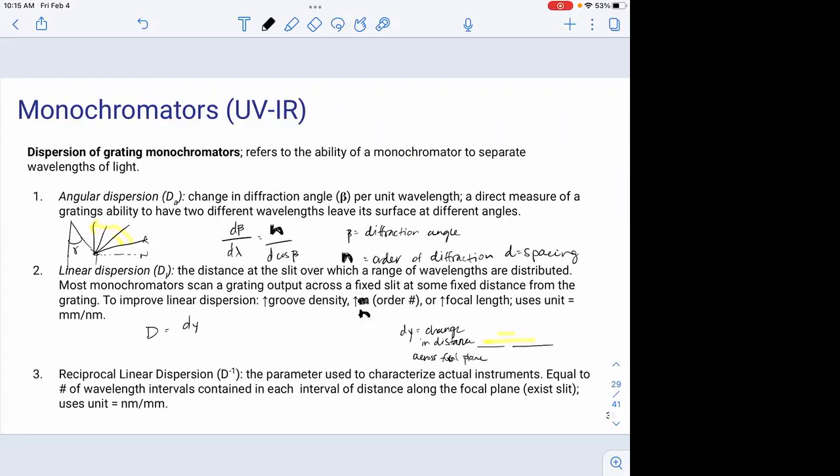Across which an image can be broadcast. So, this idea of here's the slit, how wide is your actual image that's being broadcast? That's dy over the range of wavelengths that you're looking at. So, how wide is a particular range of wavelengths? The change in that width is equal to the focal length multiplied by dy over d lambda.